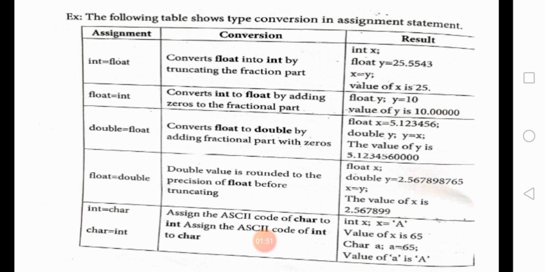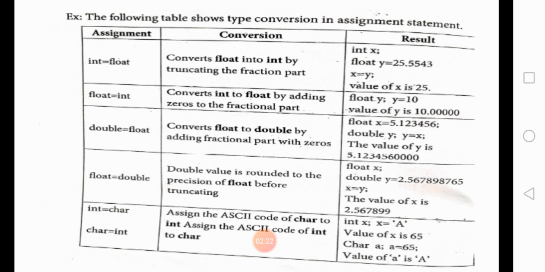That is called truncation. The next example is float equals int, which converts int to float by adding zeros to the fractional part. Float y equals 10. The value of y is 10.000. According to that example, whatever int value we have is assigned to the float variable. Float, as you all know, has a fraction part. That's why the value of y is 10.000.